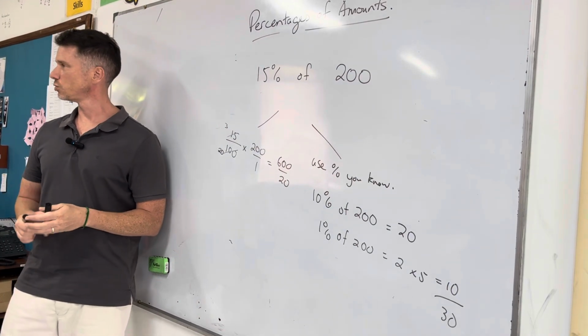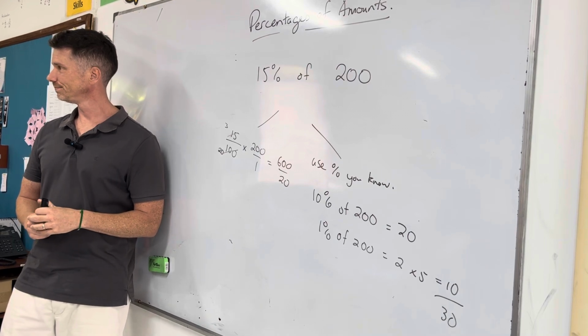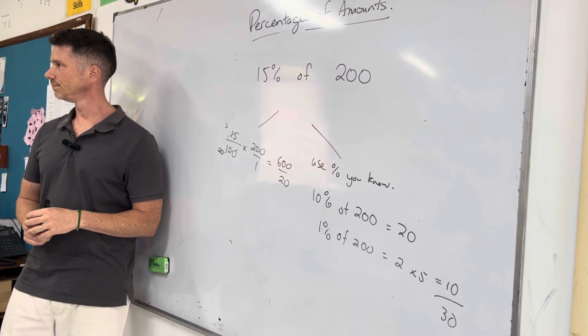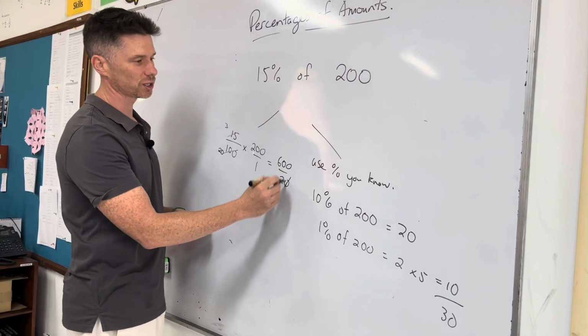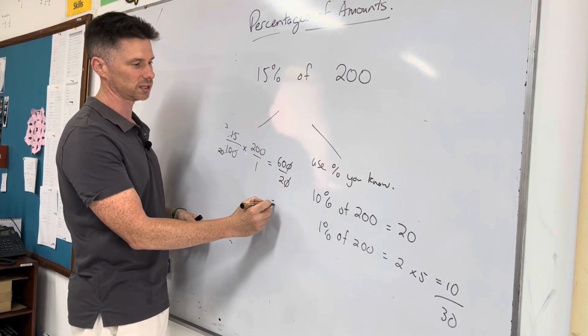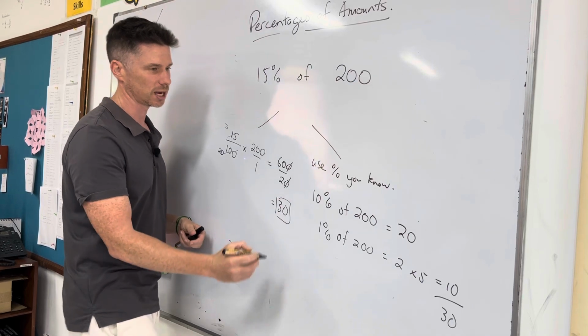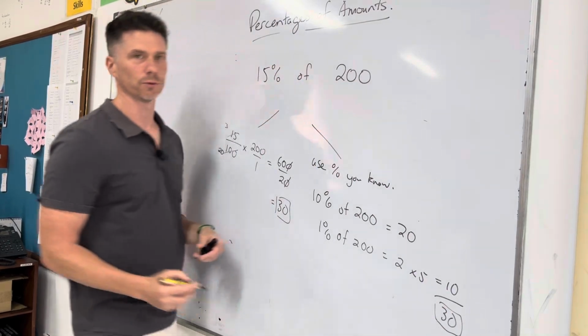Is there a need to distract? No. Okay, so how many times does 20 fit into 600? We can simplify this fraction, divide by 10, and then 2 fits into 60 30 times. So we get the same answer for both.